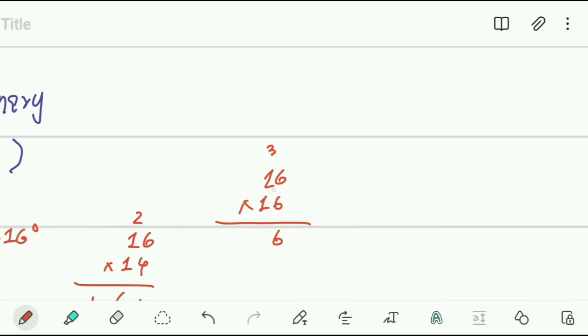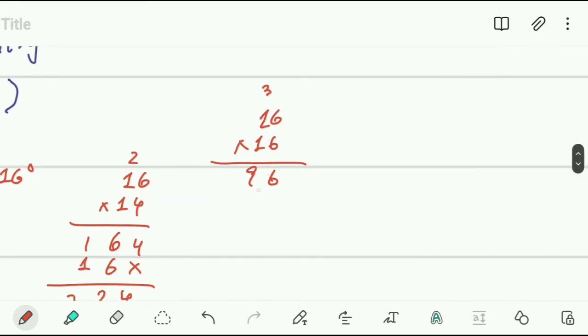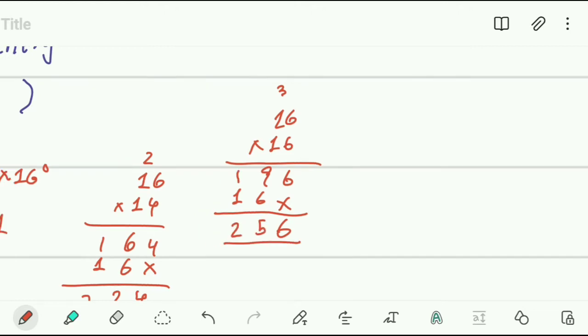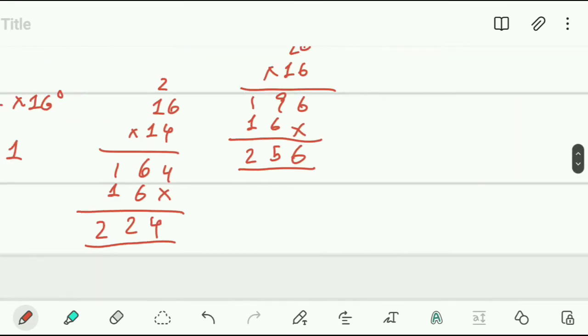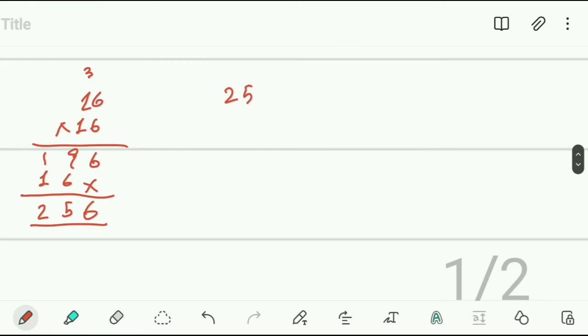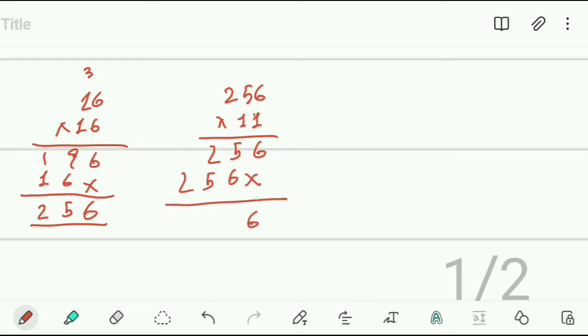6 times 6 is 36. 6 times 1 is 6, 7, 8, 9. 1 times 6 is 6, 1 times 1 is 1, 6, and 5 1, 256. So 256 multiplied by 11, how much would it be? 256 times 11. Do the multiplication. 6 times 1 is 6, 1 times 5 is 5. Then same thing, 1 times 6, 5, 2, 6.